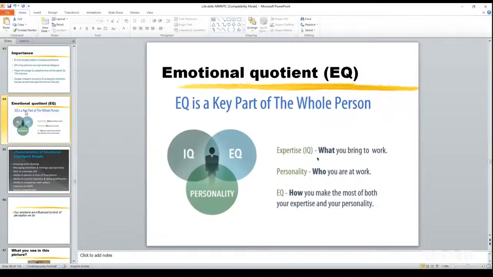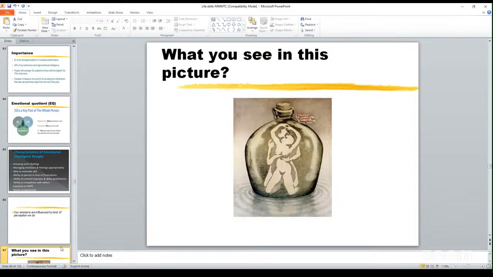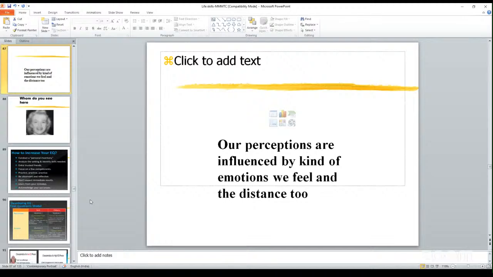Now, why is this required even in the educational sector? The idea of emotional quotient is there even in the classroom sector. Why? Because of the following characteristics, and these characteristics are basically the following ones.